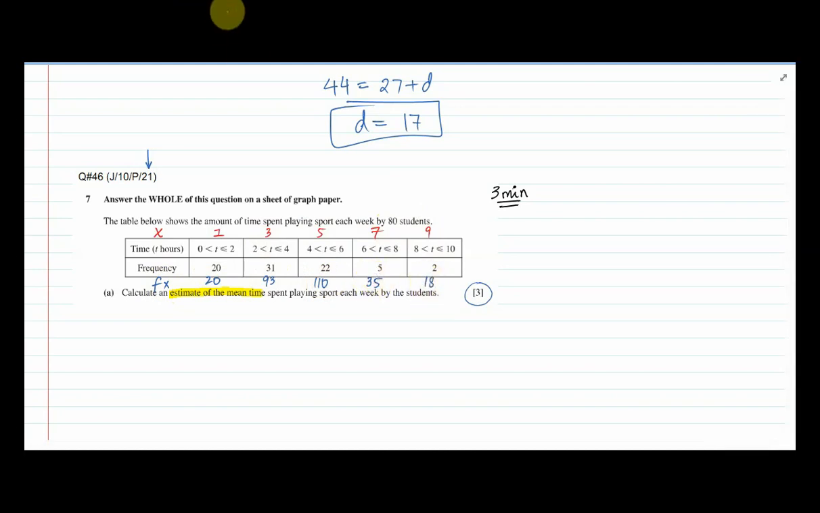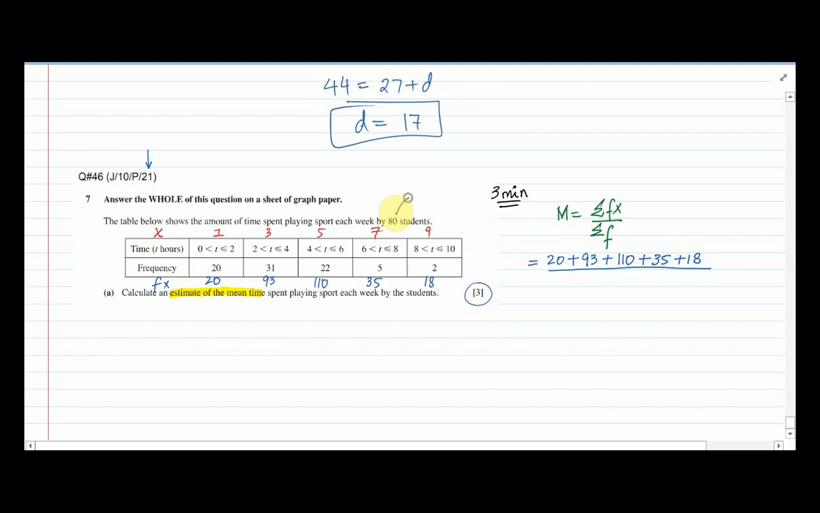You know the working formula to find the mean of grouped data, that is summation of fx divided by summation of f. You need to add all those values, so summation of fx will be 20 plus 93 plus 110 plus 35 plus 18, divided by the summation of frequency. If you want to add them you can do that, but summation of frequency is already given and that is equal to 80.